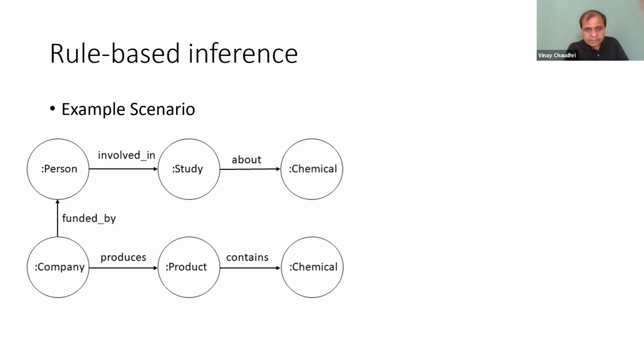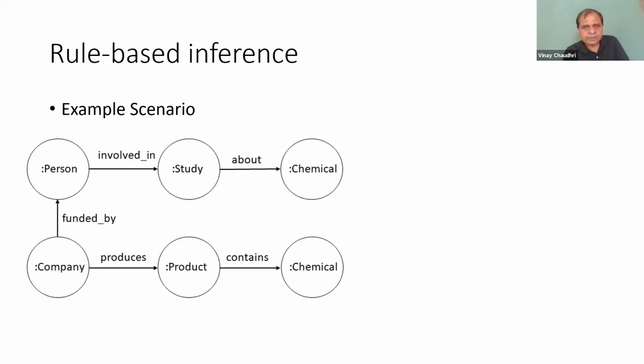So on this slide, you are seeing a property graph representation of a domain, and I'm going to read this for you. First, I will read the top part of the slide, where we are saying that we have a node type person, and that person is involved in a study, and that study is about chemicals. Okay, and now let's read the bottom half of this property graph, where we are saying that a company produces a product, and that product can contain chemicals. Okay, and then there is an edge which is going from company to a person, which is labeled as funded by.